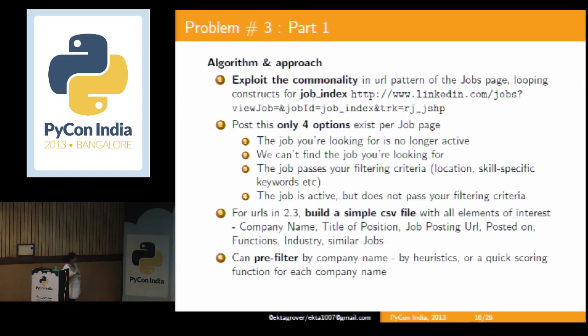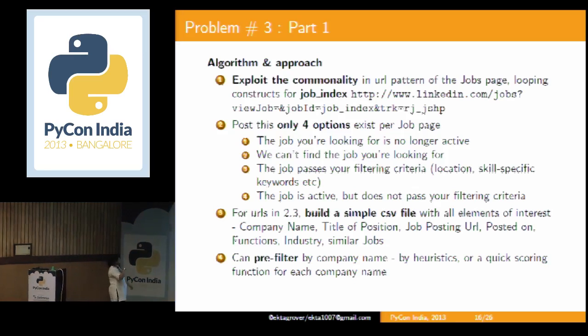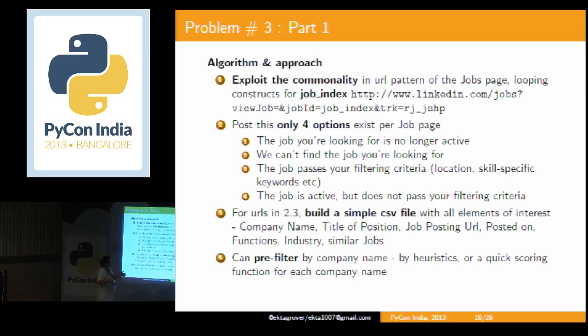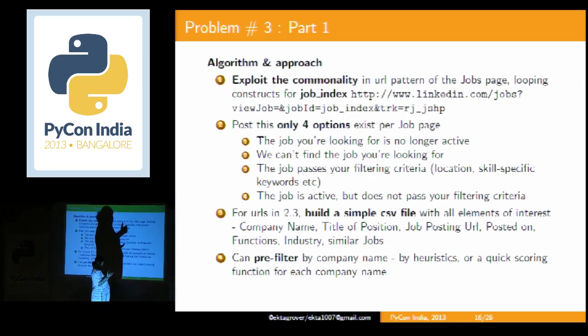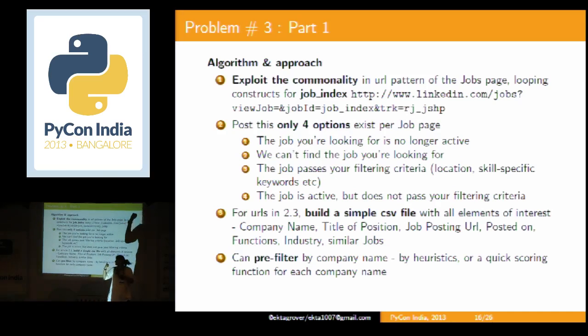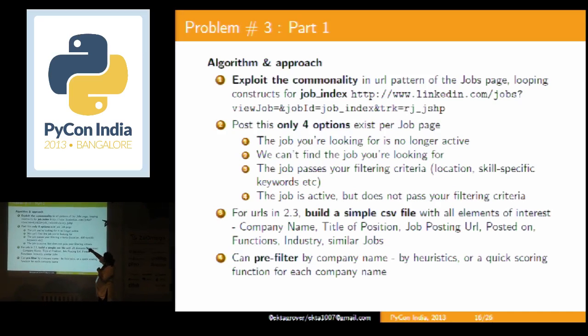So part 1. 2 lines of code. So you basically go to a job page. You try to exploit the commonality of a job page. So this is the link to a job page. And what do you see here? That job index here is just a number. I believe it's a 7-digit number. So you can just have a looping construct. So you start from 1 into 10 to the power 6, and you go up to 9 times, right?